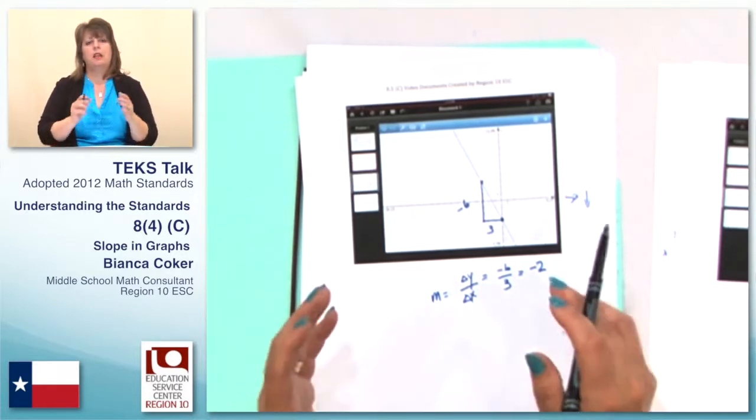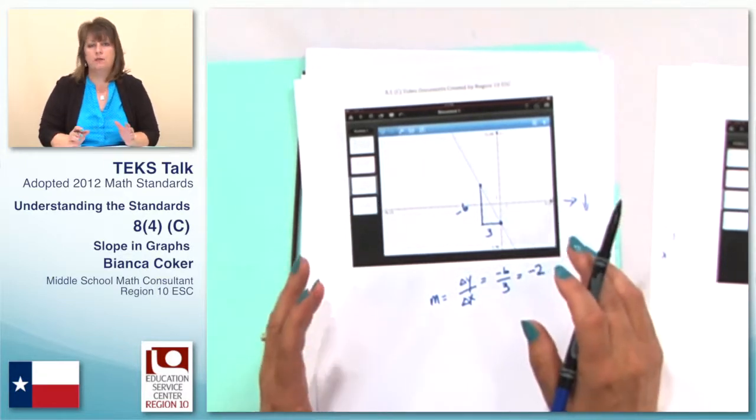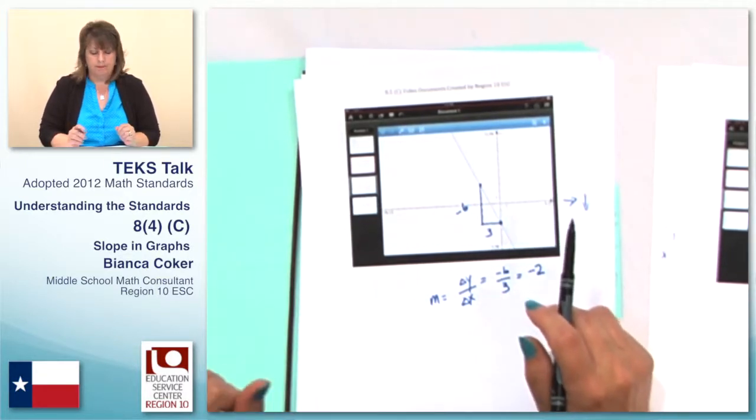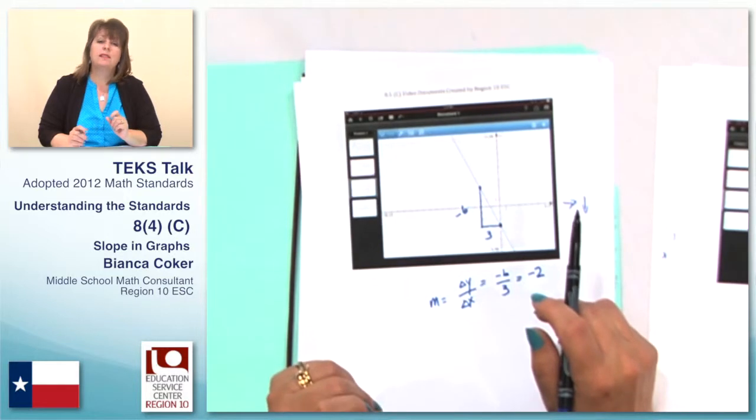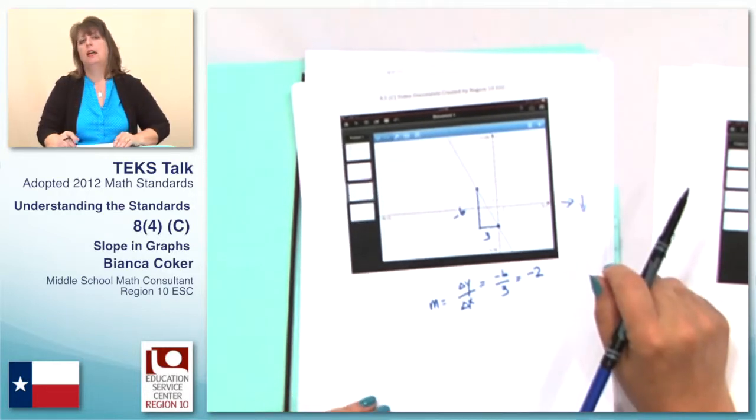Make sure your students get lots and lots of practice with different kinds of graphs so that they can see all the different ways graphs occur. And don't forget those lovely horizontal lines where the change in the y, the vertical rise, is 0, and then they have a slope of 0.